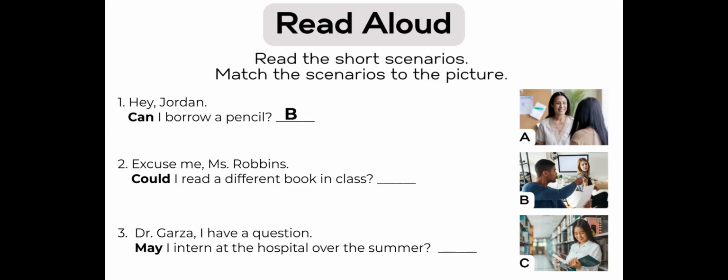Let's take a look at number two. It says, "Excuse me, Miss Robbins, could I read a different book in class?" That connects to picture C. Now, why are we using could? If you were saying that Miss Robbins is a teacher and so we should be more polite, you are absolutely correct.